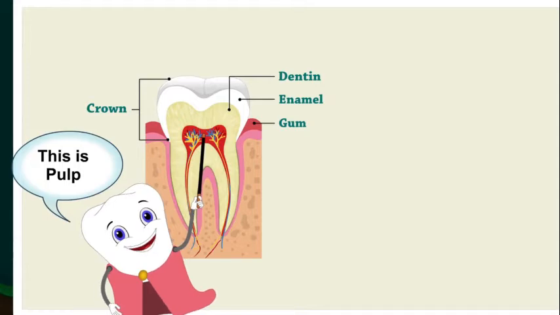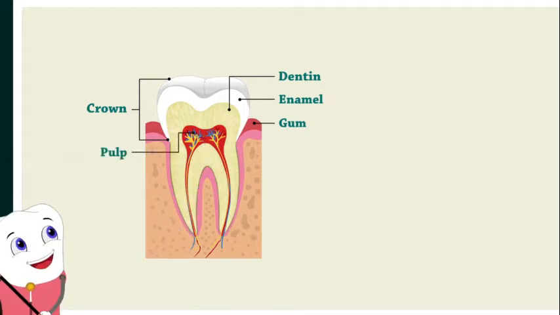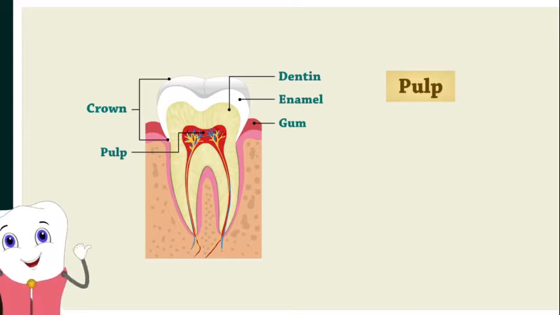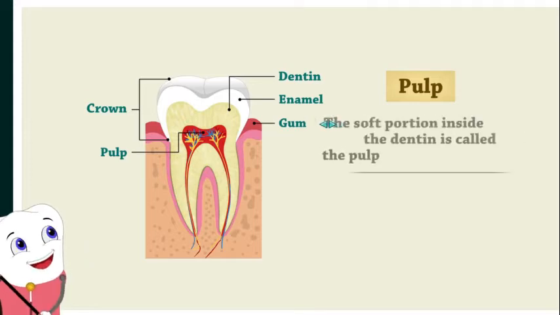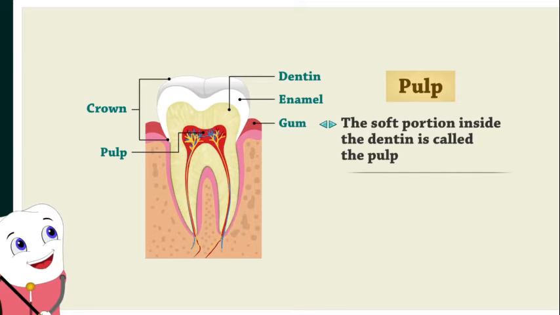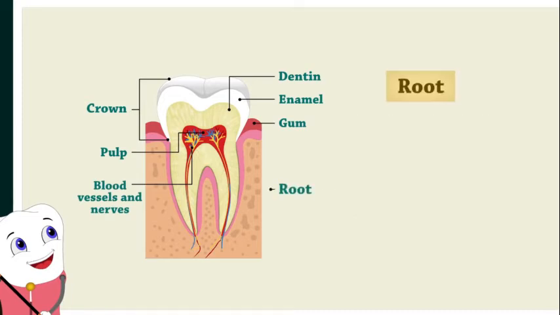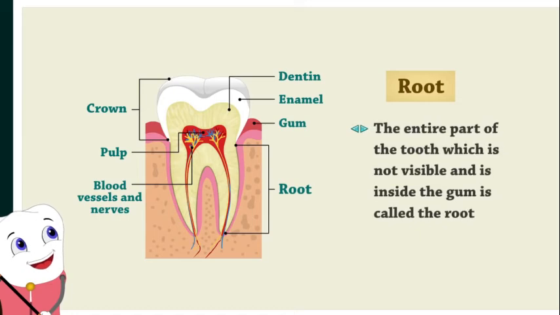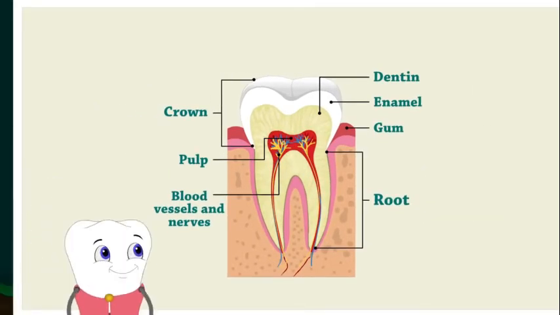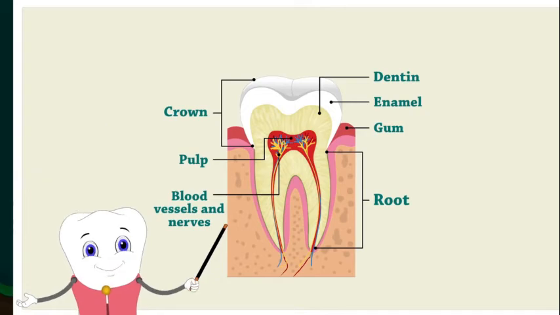This is pulp. The soft portion inside the dentin is called the pulp. It consists of blood vessels and nerves. The entire part of the tooth which is not visible and is inside the gum is called the root. This is the structure of a tooth.